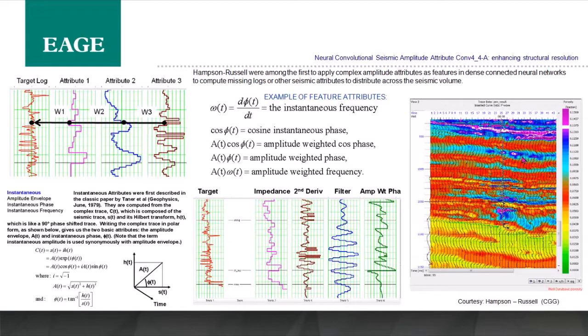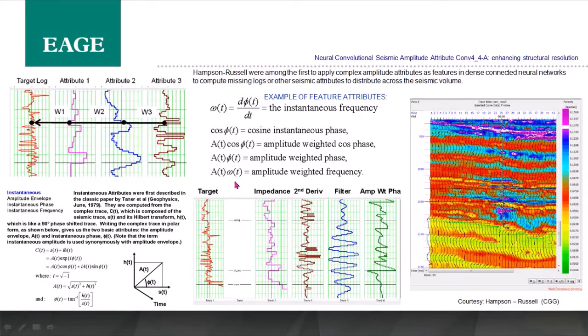Hampshire-Russell were among the first to apply complex amplitude attributes as features in dense connected neural networks to compute missing logs or other seismic attributes to distribute across the seismic volume.